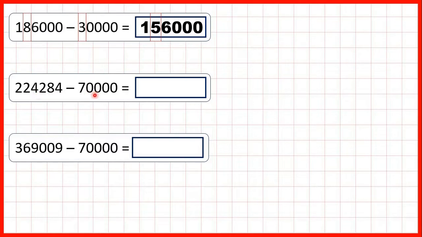Now 224,284 minus 70,000. This time, if we highlight our 10,000s digits, we can see that 7 is larger than 2. So what we need to do here is to move to the left and highlight our 100,000s digit as well. Now 22 minus 7 is 15, so we can replace these digits here with a 1 and a 5. All of our other digits stay the same, so our answer is 154,284.